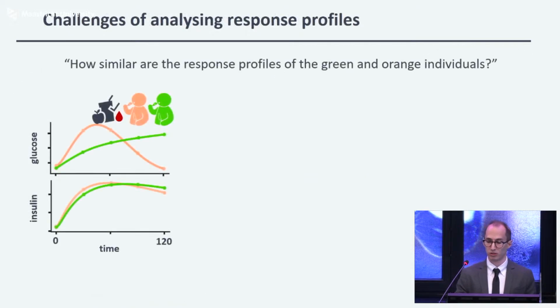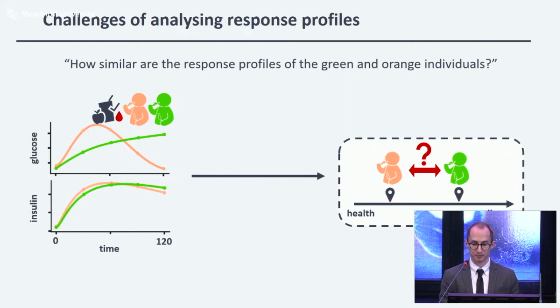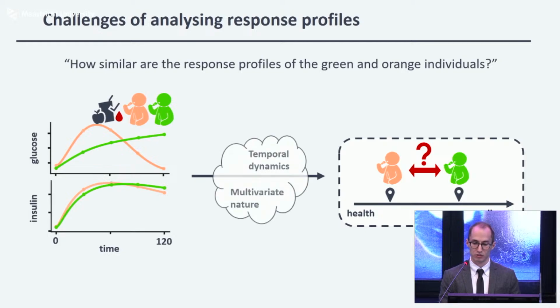However, deriving quantitative information from such response profiles is challenging. For example, answering the question, how similar are the response profiles of the green and orange individuals, is already difficult to answer. This is due to the gap between the complexity of meal challenge test data and the corresponding analytical methodologies. Therefore, the analysis of this type of data has been limited to particular features of the response curve to be used in the comparison.